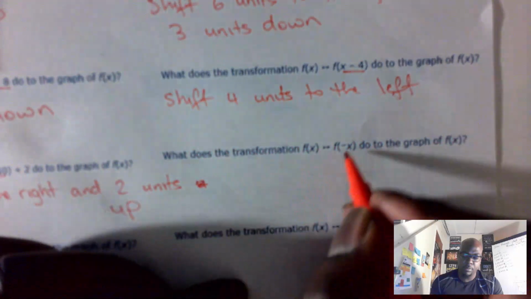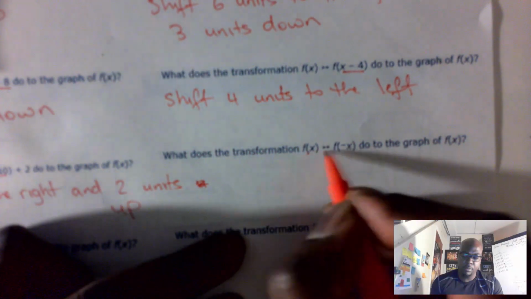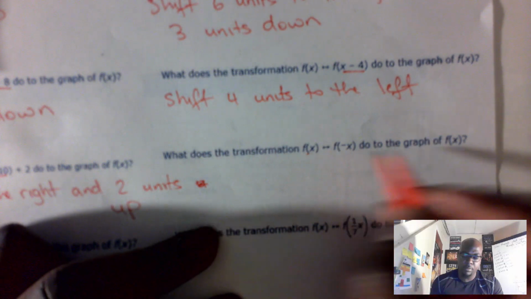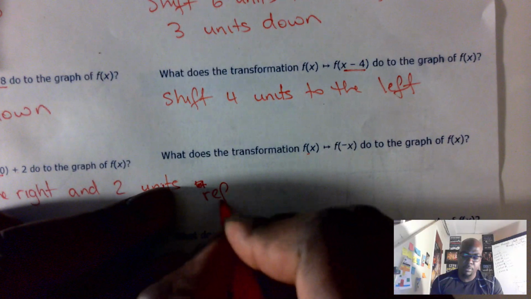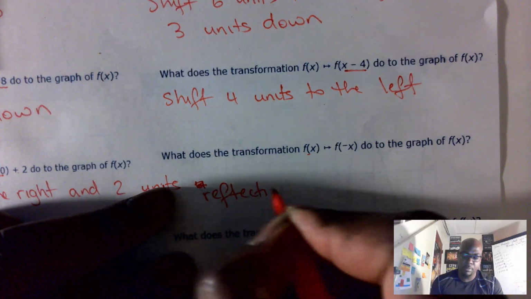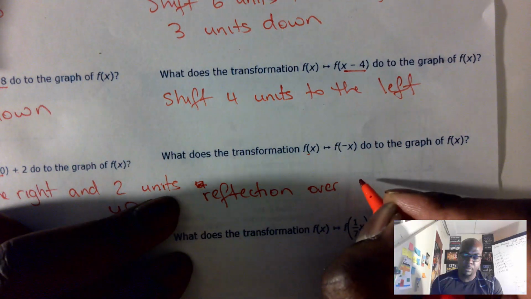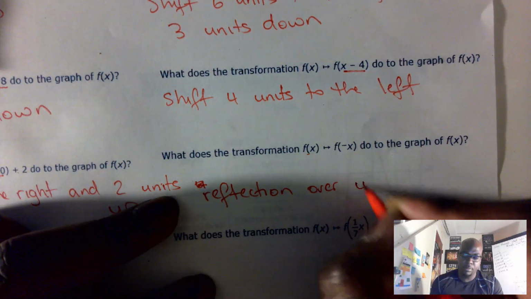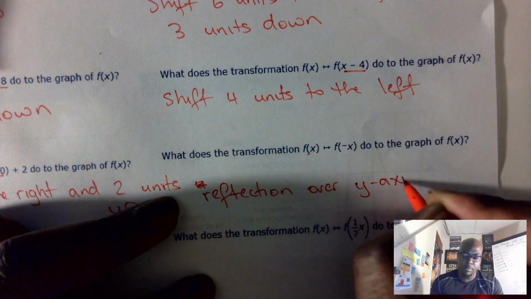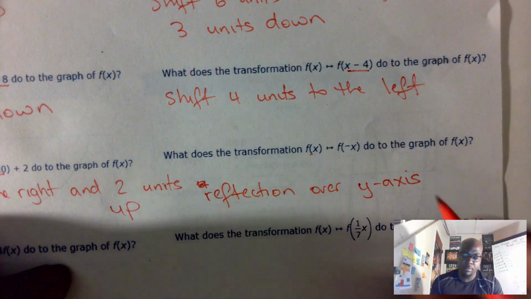Now let's look at this one. What's happening here? It goes from f of x to f of negative x. We know that once this happens, the graph is reflected. It's a reflection over the y-axis.